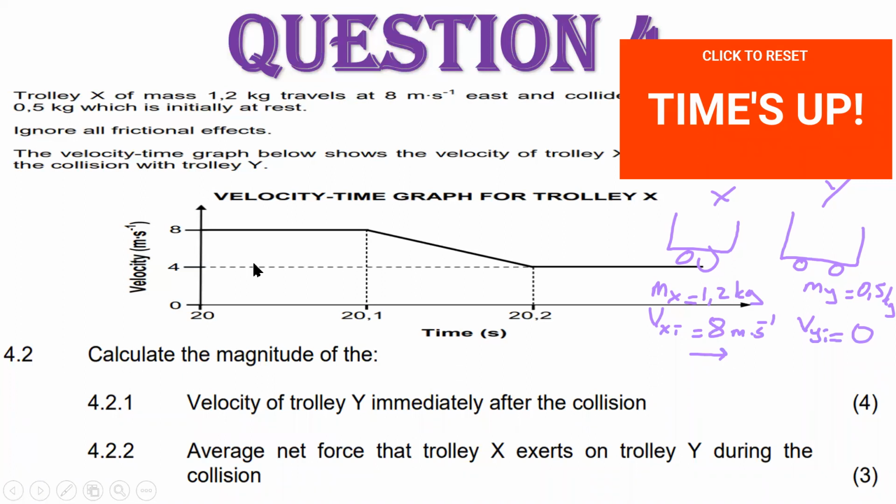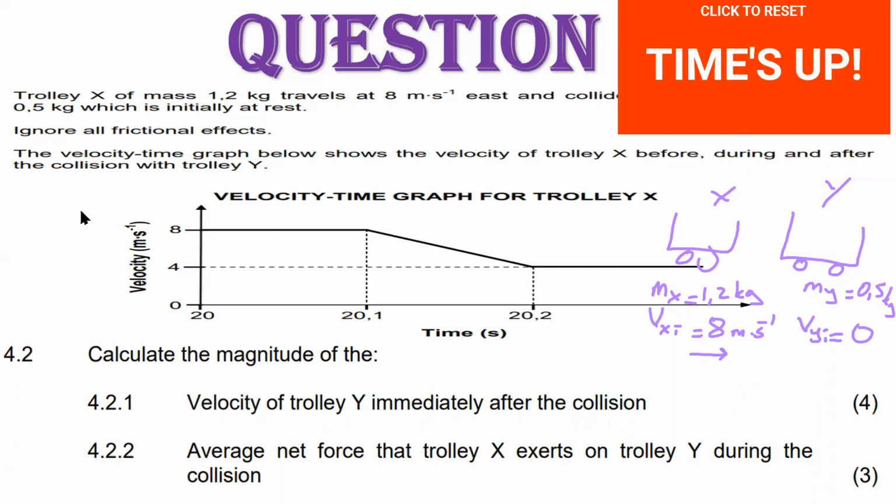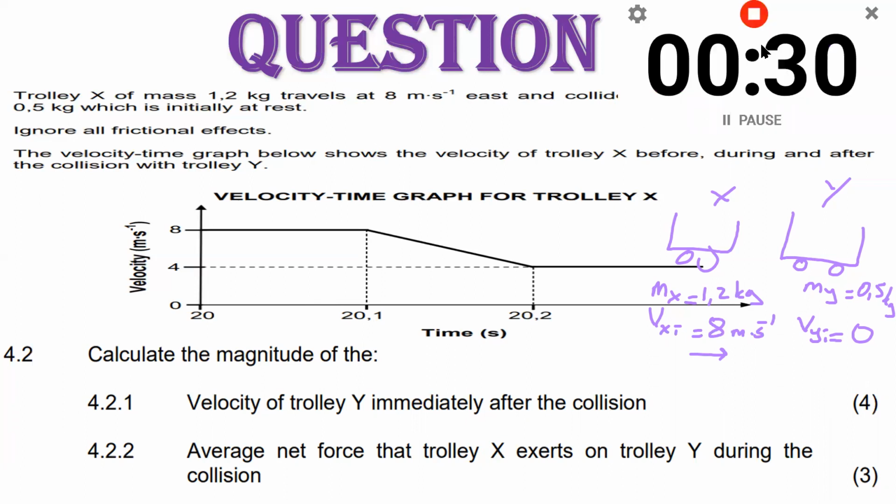What else is given in this question? These two trolleys collide with each other, and the contact time is 0.1 seconds, from 20.1 to 20.2. They touch each other, and then they separate from each other. Question 4.2.1: what they're asking you is the velocity of trolley Y immediately after the collision. Initially, we know it is 0, and they're asking what the final velocity for Y is after the collision.